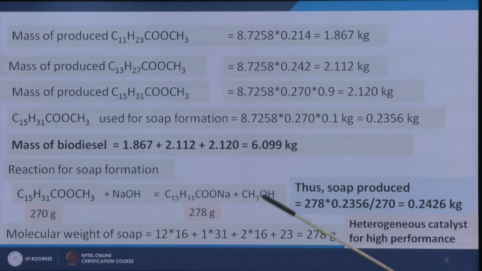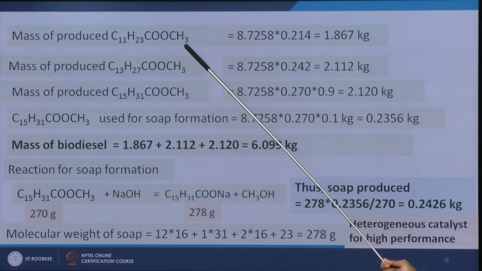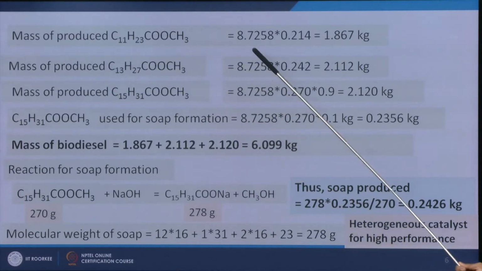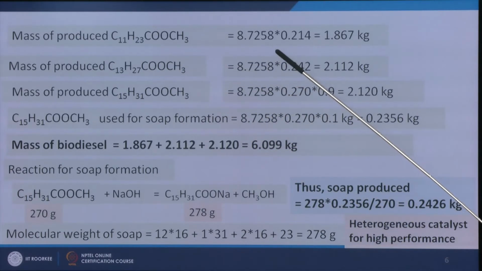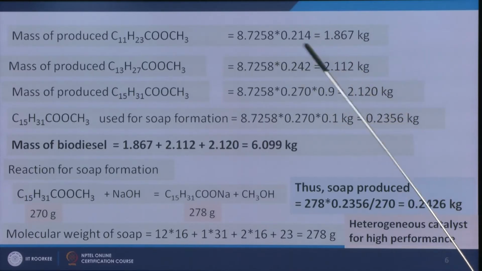Now, what is the mass of the methyl esters produced from lauric acid? That is equal to 8.7258 into the molecular weight of this, which was 214 gram. So, 0.214 into this, that is equal to 1.867 kg.